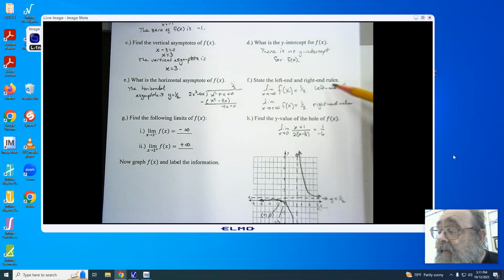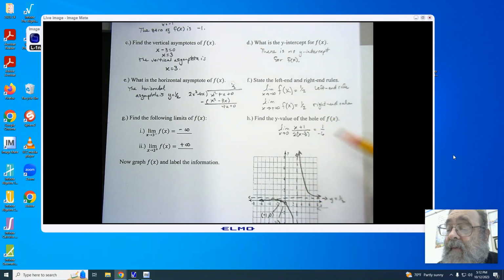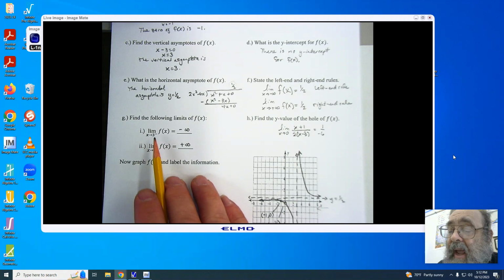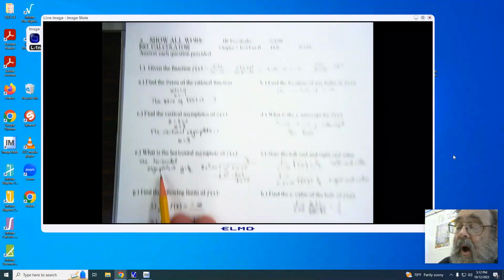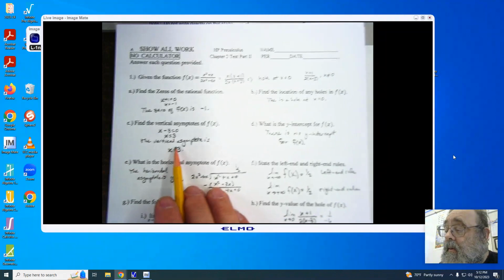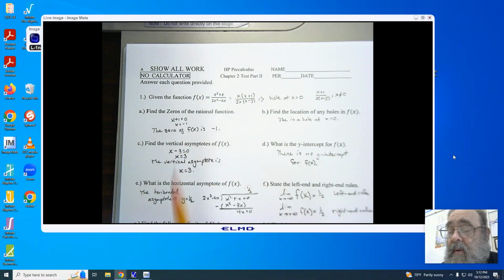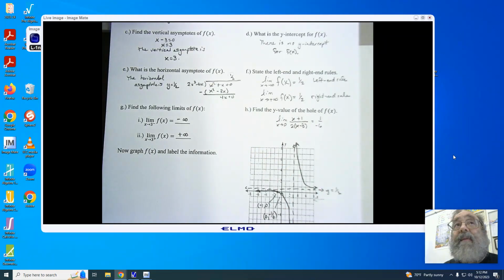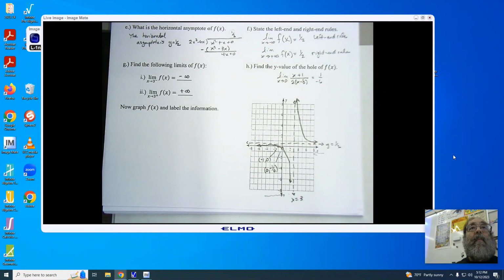So we found the 1/2 for our left and right end rule. We identified that there are no y-intercepts because it's a hole on the graph. We found what we're doing as we approach 3 from the left and from the right. We found our horizontal asymptote, our vertical asymptote, the location of the hole, and our zeros. We put them onto our graph. We make sure that we label each part very carefully, and we're done. And this is the first part of our pretest question number 1.